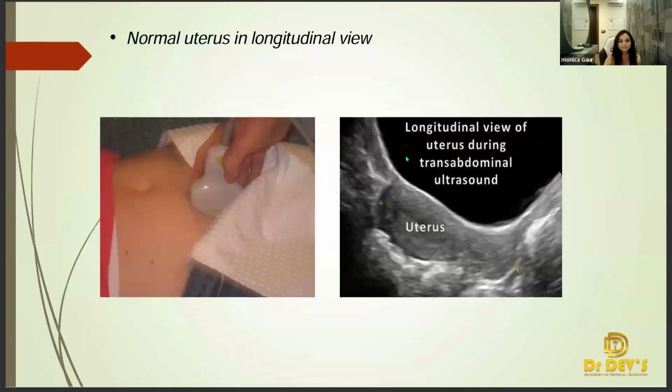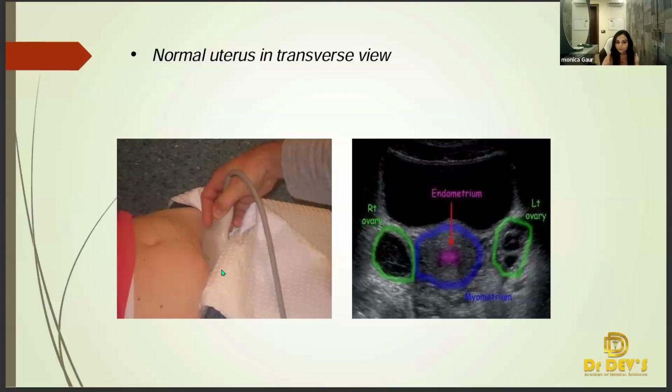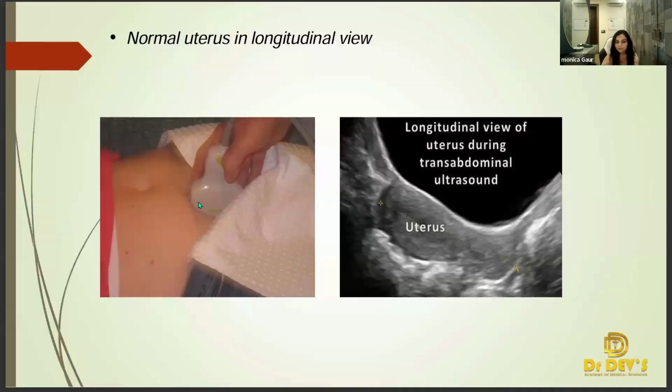Again, look at the change in the probe position. This is longitudinal, sorry. This is the longitudinal view. See this slide. Look at the transverse positioning of the probe. Now look at the longitudinal positioning of the probe.